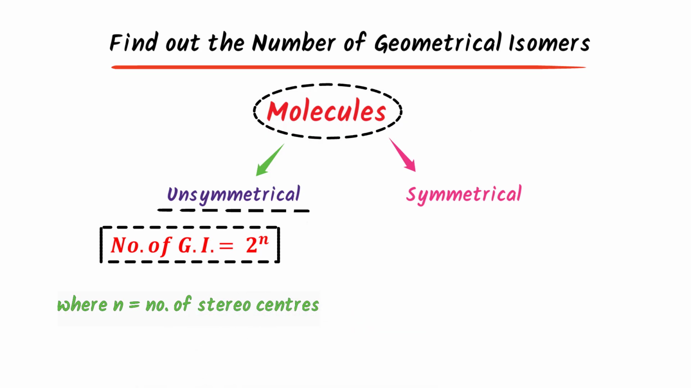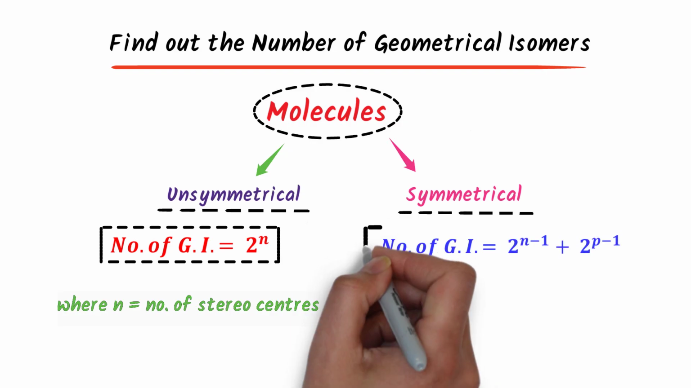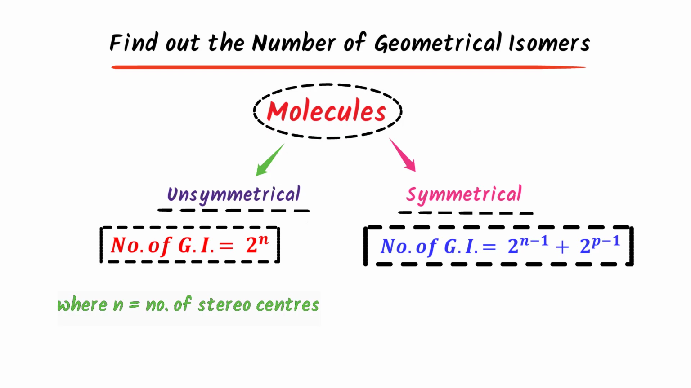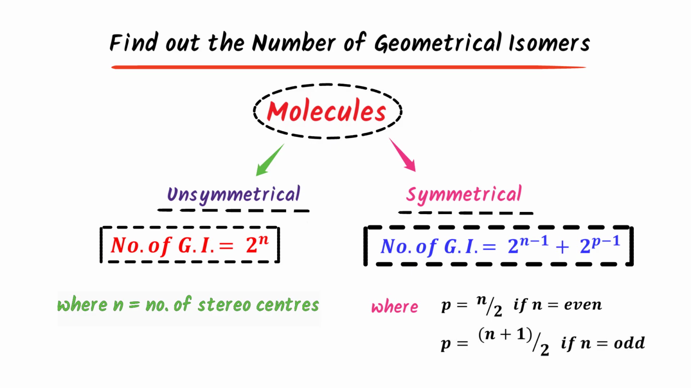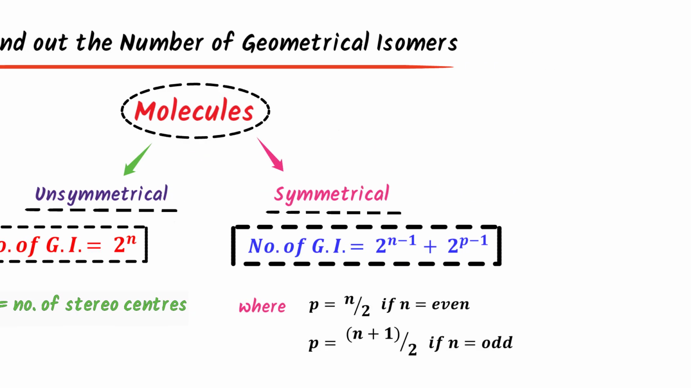However, if the molecule happens to be symmetrical, then the number of geometrical isomers is given by 2 raised to the power n minus 1 plus 2 raised to the power p minus 1, where p will be equal to n by 2 if n is even, or p will be equal to (n plus 1) by 2 if n is odd, where n, as usual, is the number of stereocenters in that molecule. Now let's try to illustrate this with certain examples.